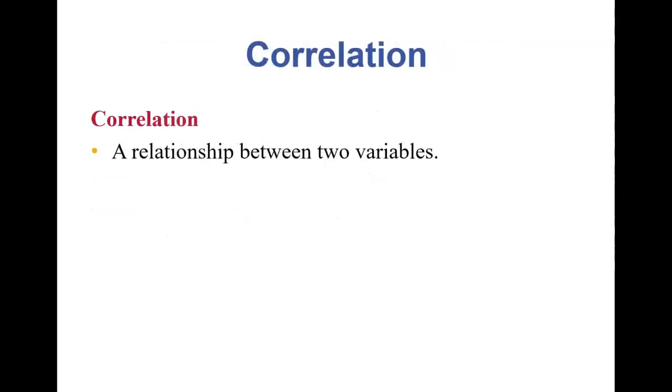All right. So what is a correlation? Correlation is a relationship between two variables. Those two variables could be X and Y. It's a relationship between two variables. Now let's see what the next one is.